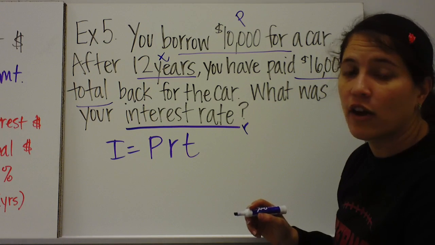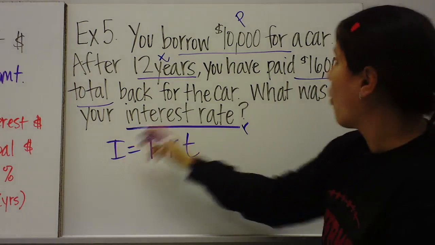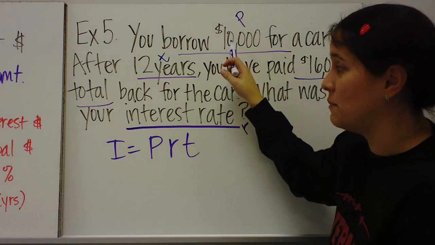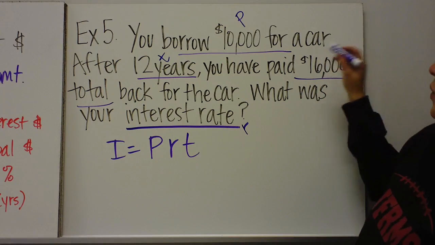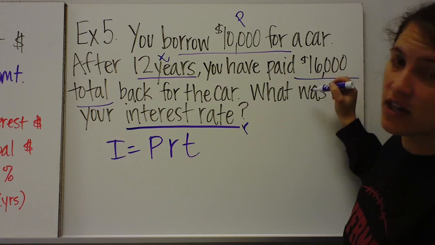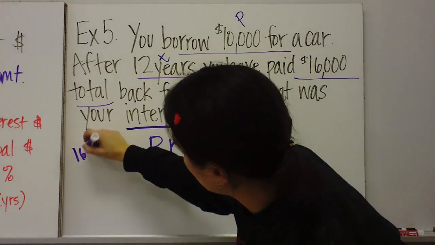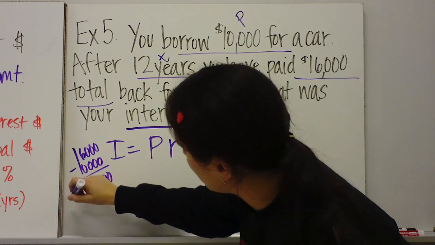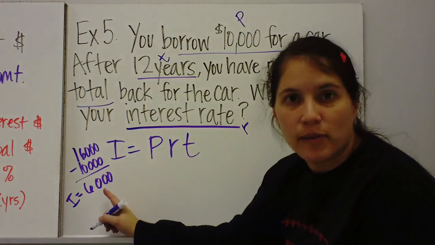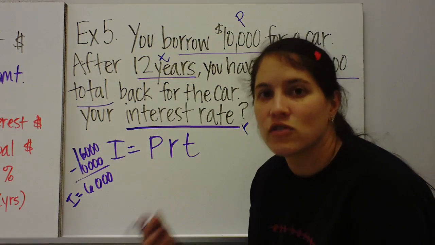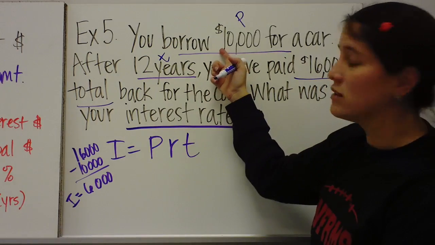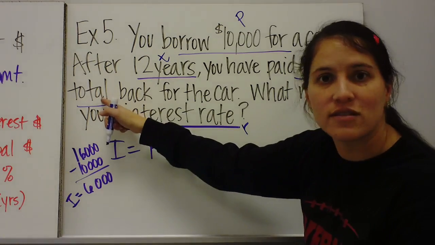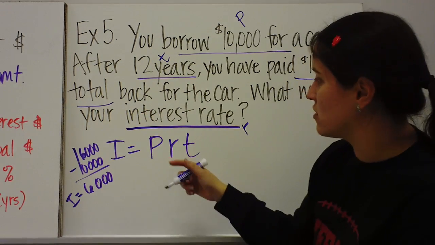Now, before we can go, we have to figure out what our interest is. Did we pay $16,000 in interest? No, we borrowed 10, and we paid 16 total. So the way you find your interest is you have to subtract 16,000 minus 10,000, and that would be 6,000. That would be your interest. So I want to make sure everybody understands that. To find your interest, you have to find that extra that you paid. You borrowed $10,000, but you paid back $16,000 total. See, it says total, not interest. You have to subtract those two to find your interest.